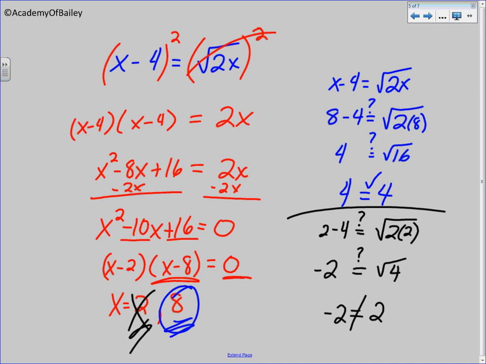We call 2 an extraneous solution. It's a solution that's not going to work in the original equation. So your final answer, x is equal to 8. Sometimes you have extraneous solutions and sometimes you don't. So that's why I informed you that you have to plug them back in and check them.